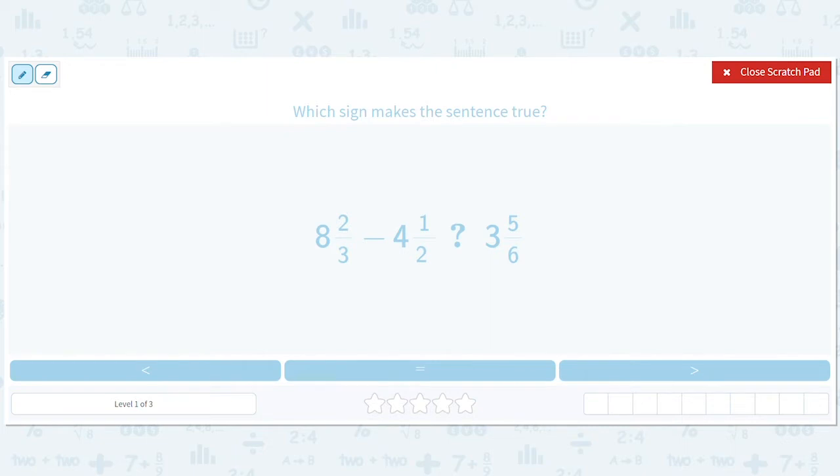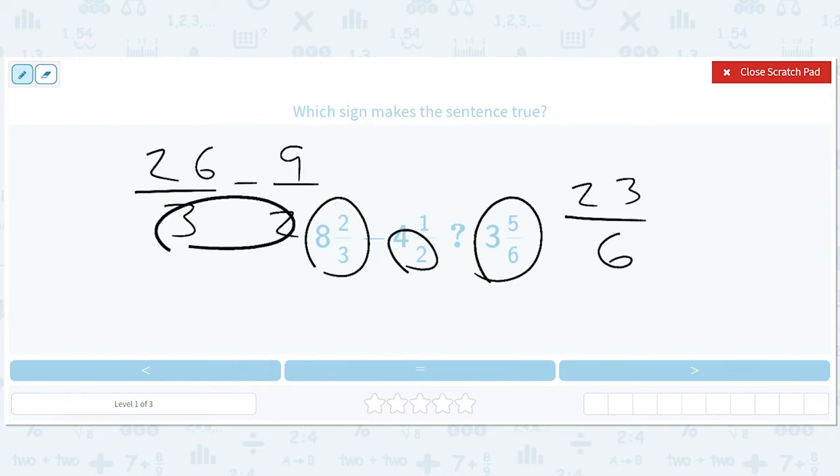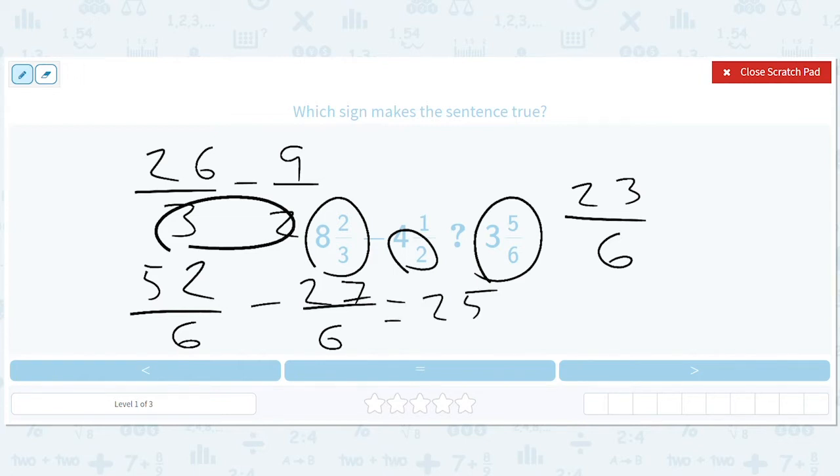So let's go ahead and combine them, right? So we'll have 24 plus 2 is 26/3. And this will be 8 plus 1 is 9 over 2. And this will be 18 plus 5 is 23 over 6. And we want to combine these things, so we have to find a common denominator here. So we'll multiply this thing by 2, so we'll get 52 over 6. We'll multiply the 9 by 3, we'll get 27 over 6. And 52 minus 27 is 25 over 6.